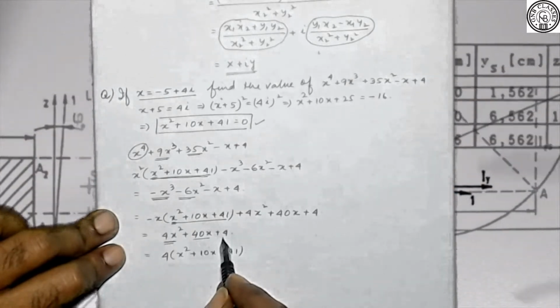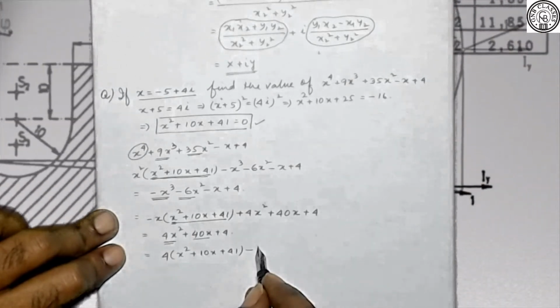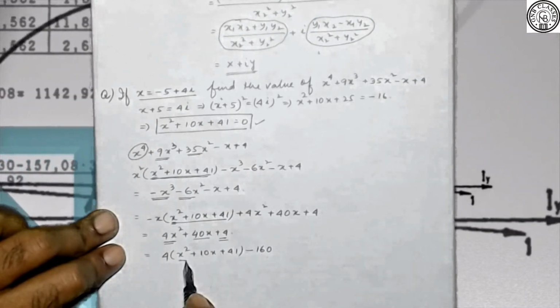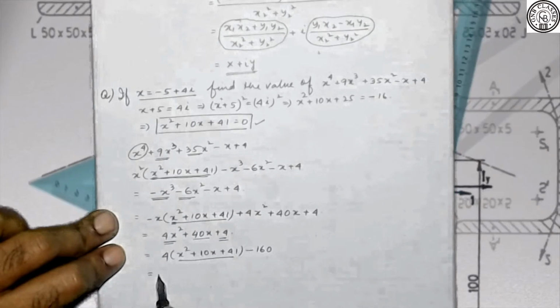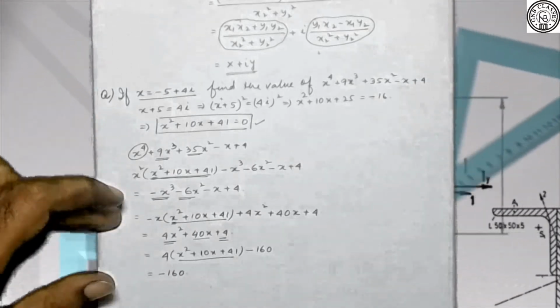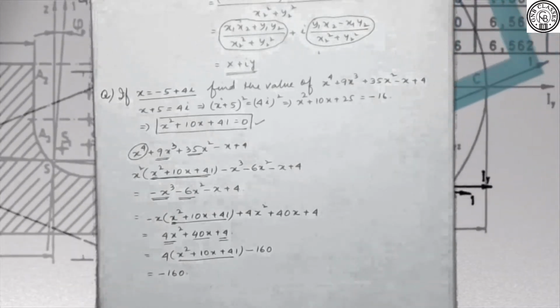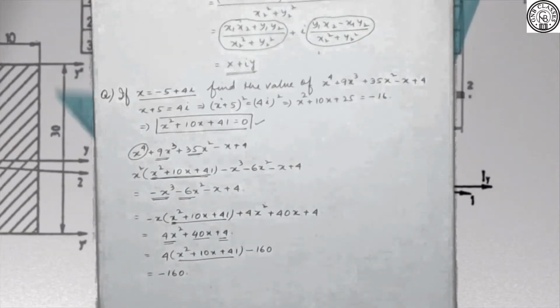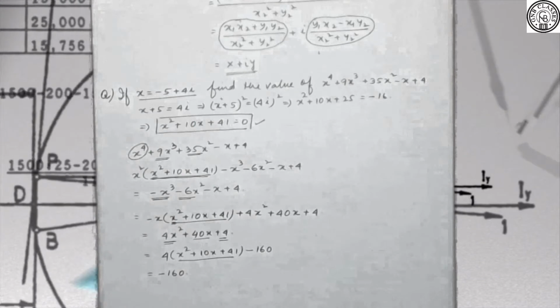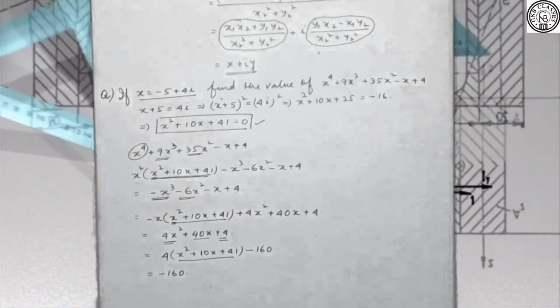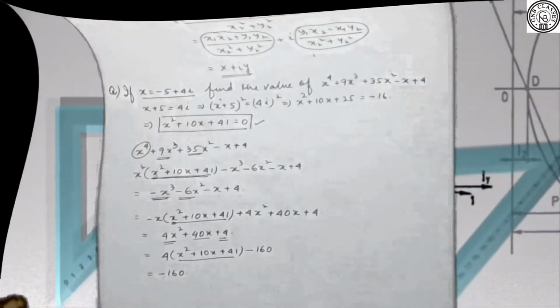But we are having only 4. So what you have to do? You have to subtract 160 to get plus 4. Again, this part can be replaced by 0. Therefore, the value is minus 160. Have you understood it? See how the problem has been solved without any major calculation. Only by knowing the method of doing this sum, you can solve this problem easily. Have you understood this? Okay, let us take another problem.